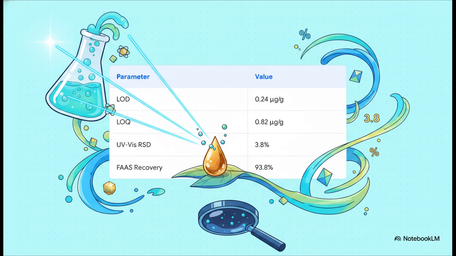By running 10 independent blank solutions, the researchers confidently calculated a limit of detection of just 0.24 micrograms per gram and a limit of quantification of exactly 0.82 micrograms per gram. What does that actually mean in practice? It means our instrument can reliably spot and confidently quantify toxic nickel down to minute fractions of a part per million. That is incredibly precise. The relative standard deviation across multiple runs is a very tight, highly reproducible 3.8%. And when officially tested against a certified oil-based organometallic standard, the FAS method yielded a remarkable 93.8% standard recovery rate.